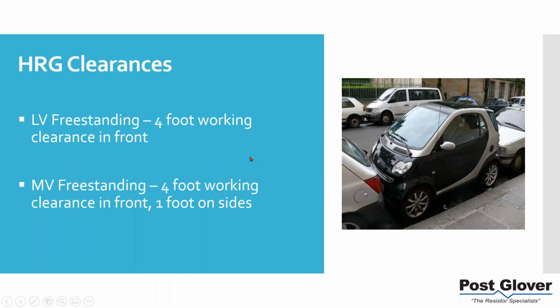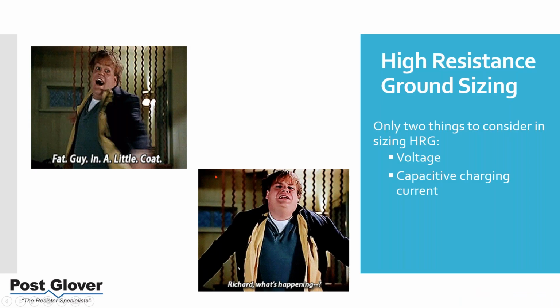HRG clearances: low voltage freestanding, 4-foot working clearance in the front, that's all you need. Essentially, as long as we have that airflow that's able to get up through the bottom and out the front, we should be good. Medium voltage freestanding, 4-foot working clearance in the front, and then typically 1 foot on the sides. Our indoor enclosure has a little bit shorter, I think it's 6 inches, but you'll be safe with the 1 foot for sure. That's the outdoor enclosure.